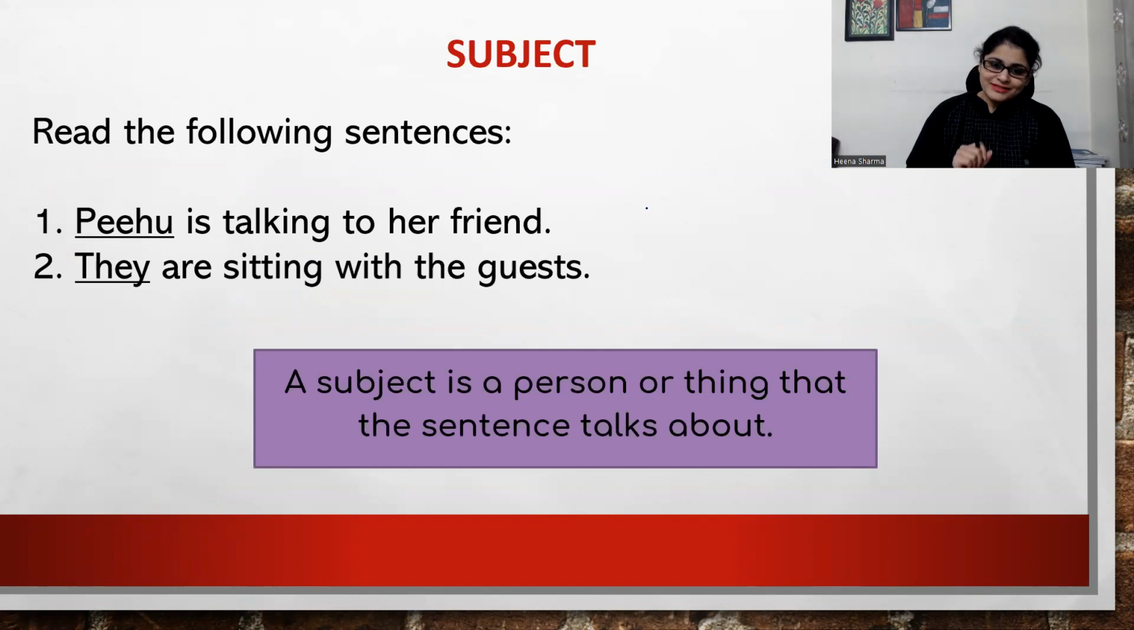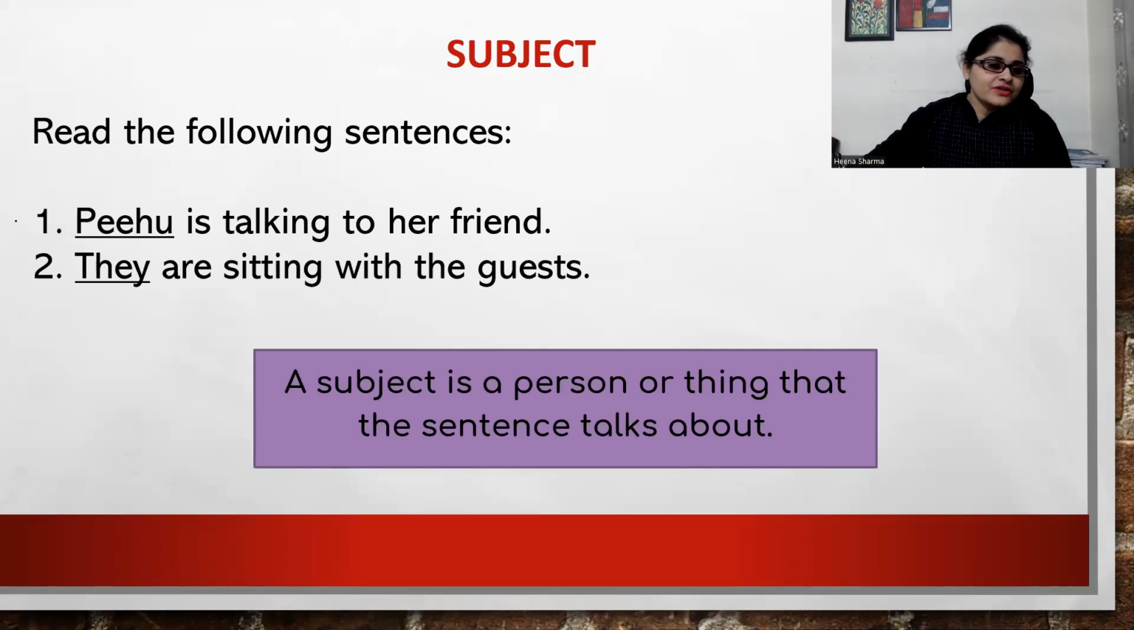Read the sentences on my screen. Pihu is talking to her friend. They are sitting with the guests. Now, subject. What is a subject? A subject is a person or thing that the sentence talks about. Anything in the sentence that we are talking about is the subject. What are we talking about in the sentence is the subject. Who is the doer of the action in the sentence is the subject.